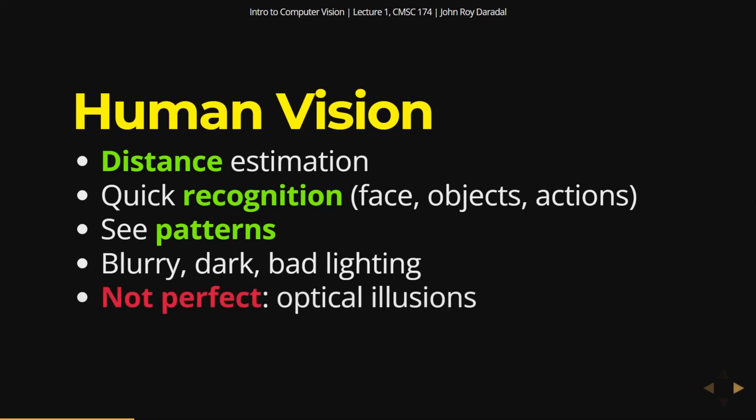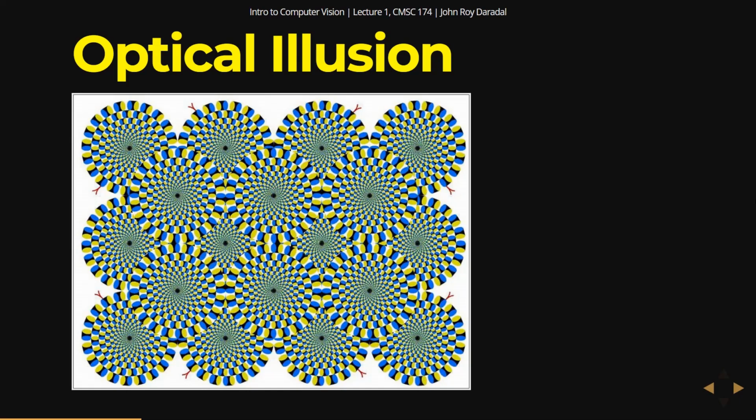However, the human vision is not perfect because it could be fooled by optical illusion. So, for example, this one. This is not a video or a GIF. This is just a JPEG, right? But if you stare at it long enough, like if you focus on some of the dots, it would appear as if it's moving, but it's actually not. So, just an example of an optical illusion.